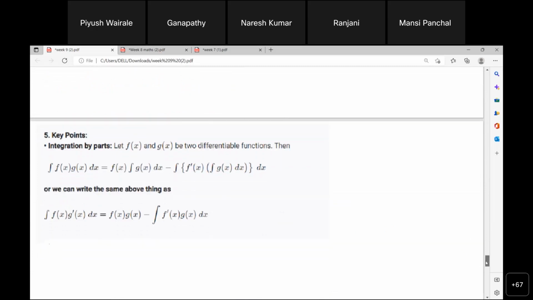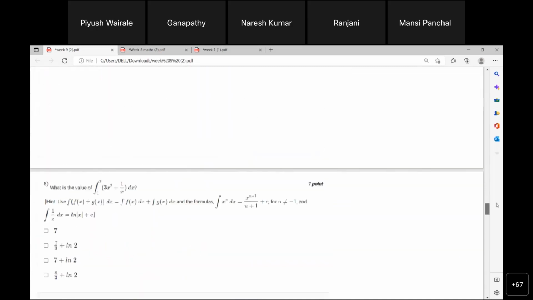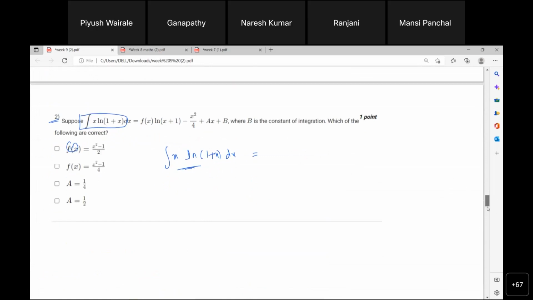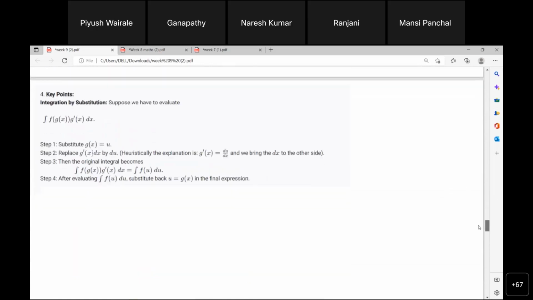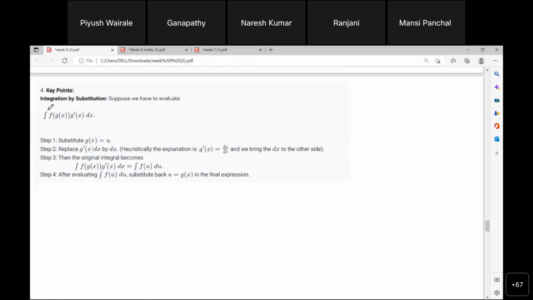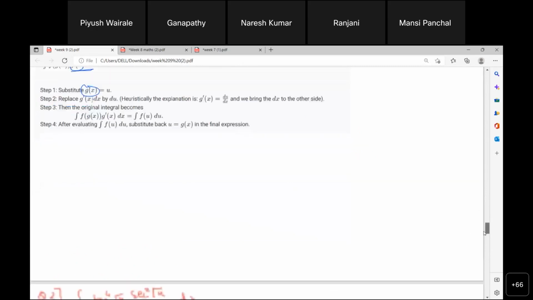Okay, so here we have to apply integration by parts. But let's discuss one example before that. Before that, let's take one substitution example. So here, integration by substitution. If you are given the integral of f of g of x and its derivative g dash of x is given to you, you can simply substitute g of x equals u, and then g dash of x dx equals du. Okay, so I will take one example.